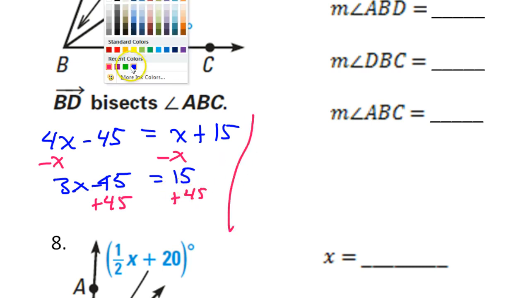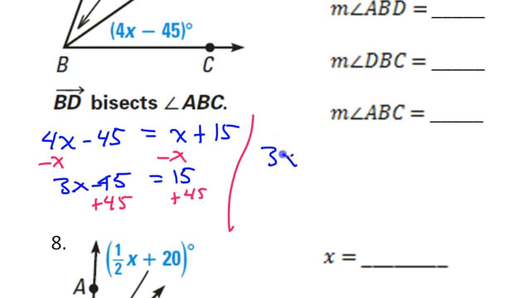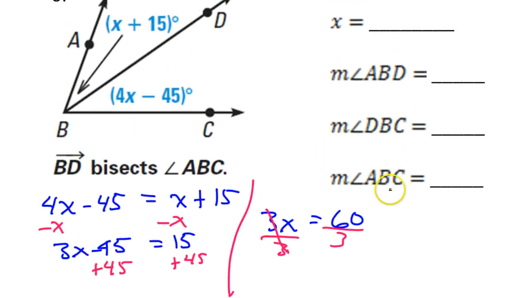Okay, and that's going to give me 3x is equal to, let's see, 40 and 10 is 50, another 10 is 60. Divide both sides by 3. Do they ask us for x? So this is about to give me x equals 20. I guess I might as well write it down. So x is 20. Now let's use this to find whatever angles they want us to find.